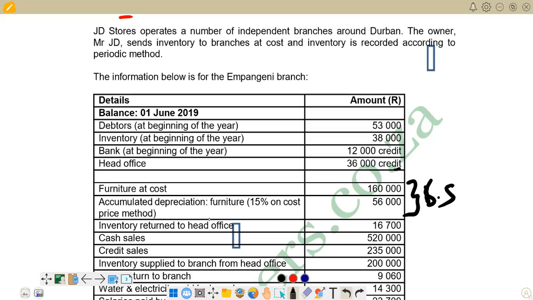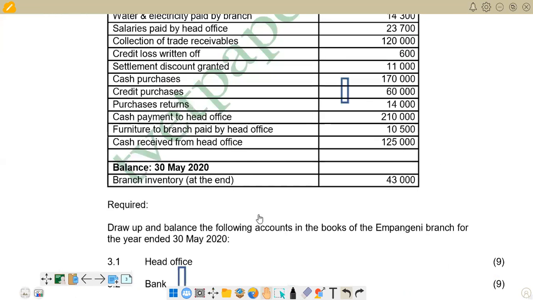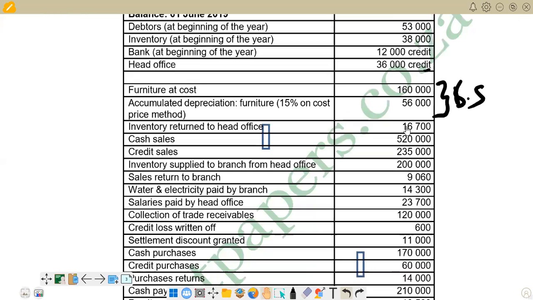And also, we are supposed to post it to the inventory from head office account. Remember, we have got an account that we have there with the required parts that we are supposed to know. Open inventory from head office. This one, we also post that amount of 16,700 to that account of inventory from head office. So basically, the entries that we are going to make, we are going to debit the head office account, credit the branch account, and then we also credit the inventory from head office. So we have 16,700, so we can just go there and make those entries.